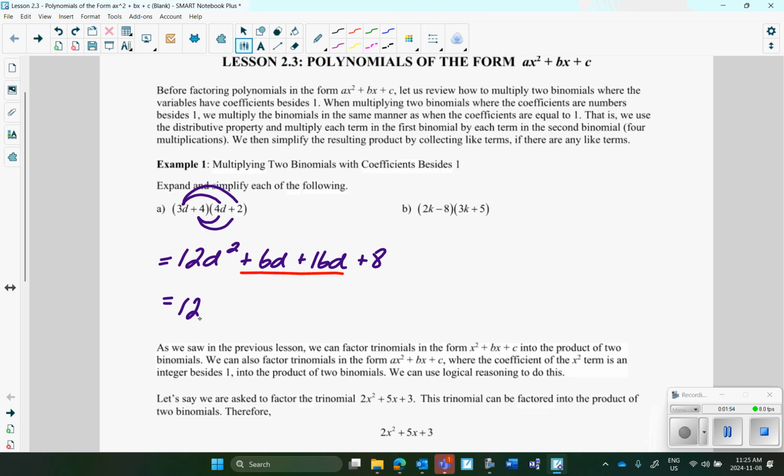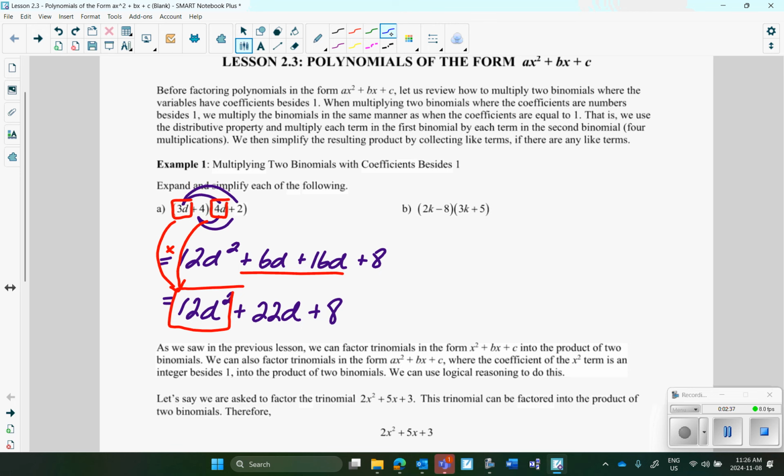So to get 12d squared, plus 22d plus 8. Okay. Notice a couple of things between the multiplication and the final answer. Notice that this term is always going to be the product of the first 2 terms. We're going to multiply those together, and we're always going to get the first term of the answer.